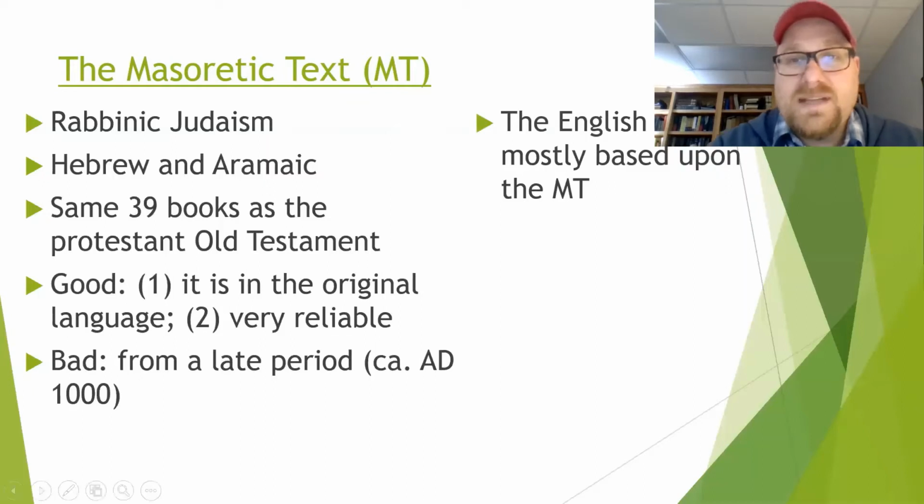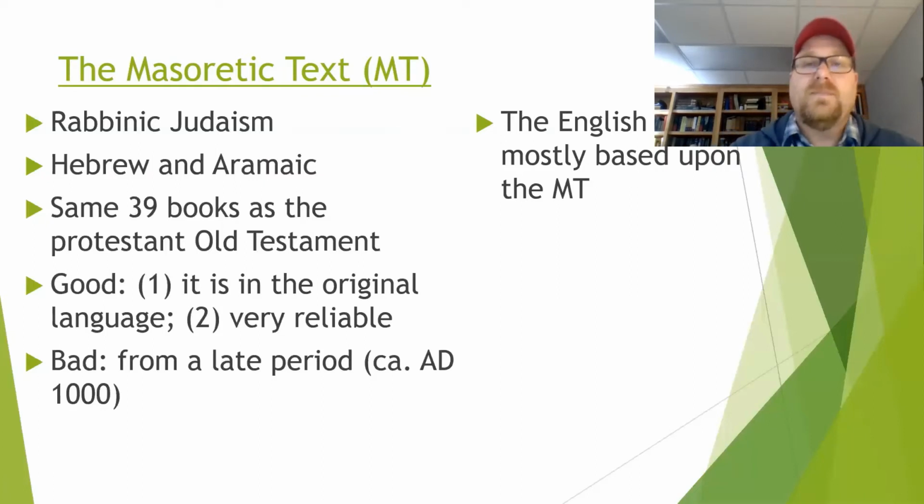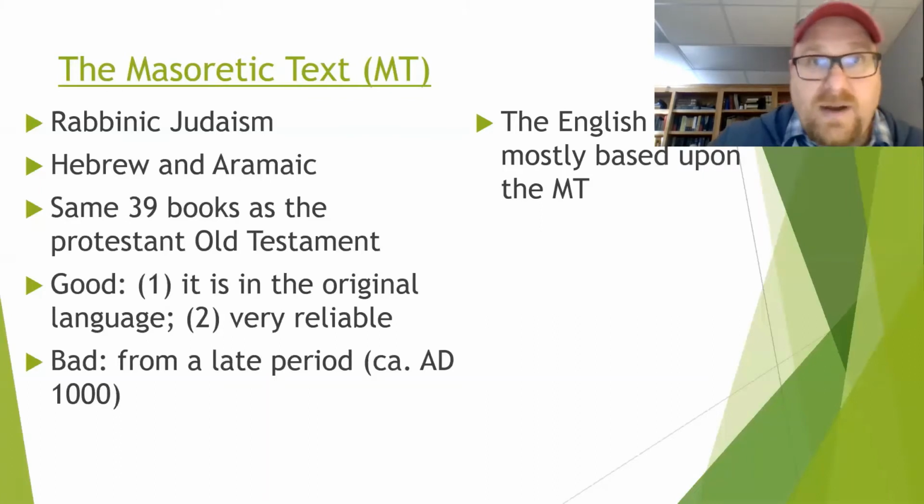The English Old Testament is mostly based upon the Masoretic text. So when you read your Old Testament, you're basically reading a translation from the Masoretic text. So it's the most important manuscript tradition. And if you want to know what the Hebrew has, you consult a critical edition of the Masoretic text. Well, here, I'll grab one.